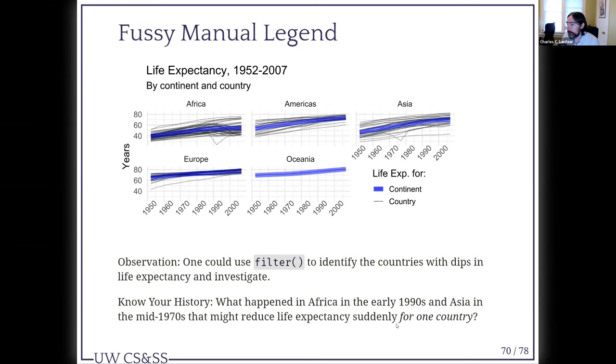Only one country though. The AIDS epidemic did do a lot to Africa. That's all of the lines going down up here. What about one country? Rwandan genocide. This is the Rwandan genocide over here. This is the Cambodian genocide over here.